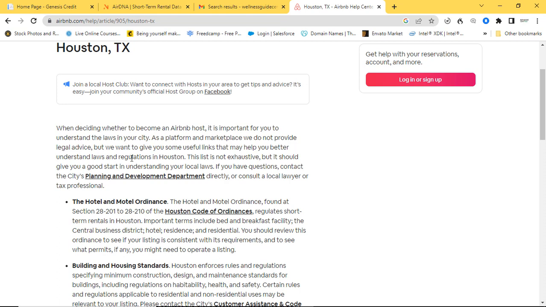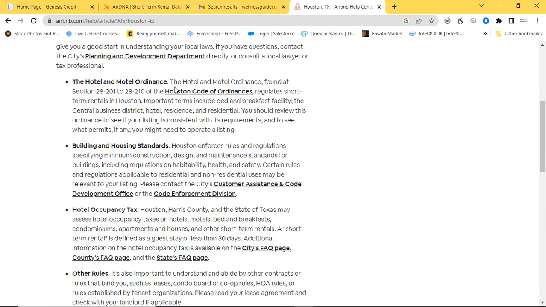Again, they emphasize that they're not giving legal advice, but they do want to give you as good information as they can in order for you to be successful. So it says here, the hotel and motel ordinance found at section 28-201 to 28-210 of the Houston Code of Ordinances regulates short-term rentals in Houston.